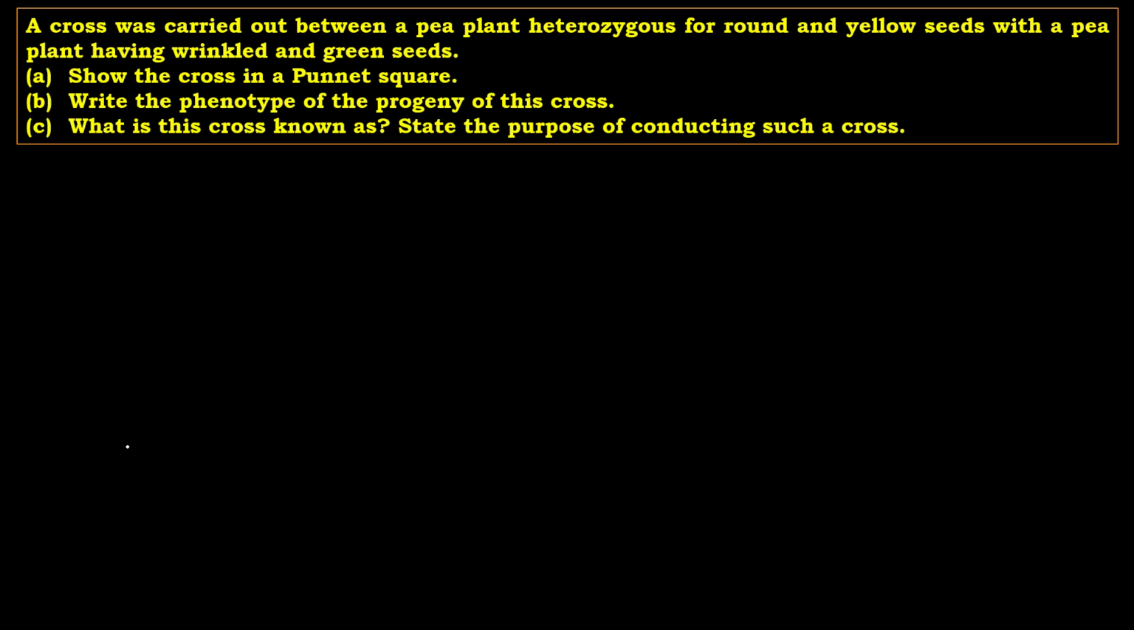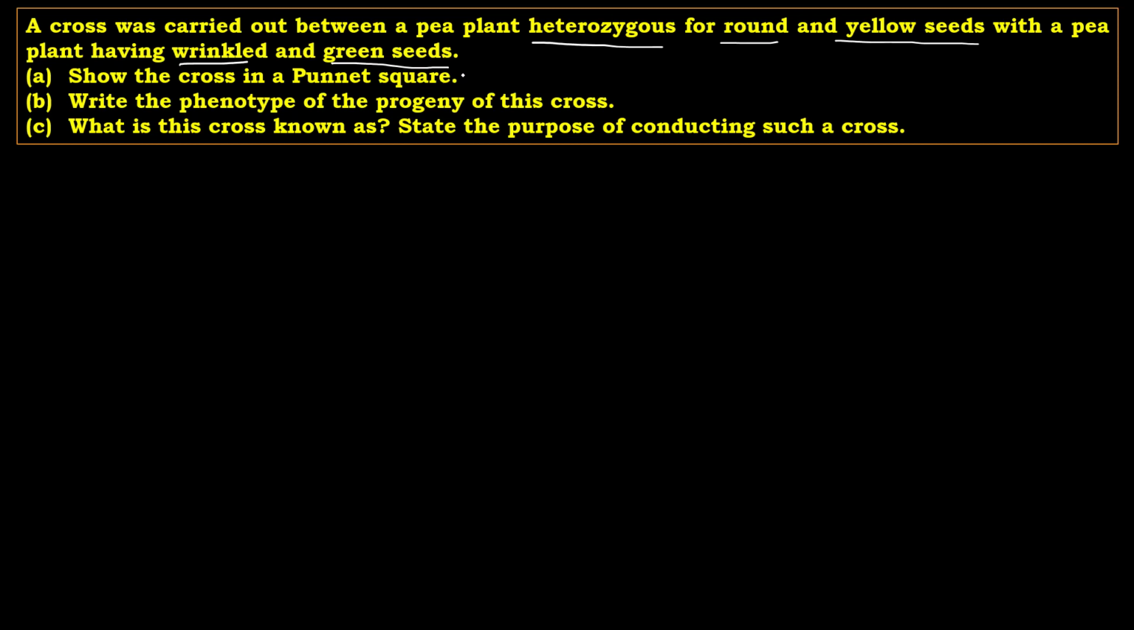Hello students, the question here is: a cross was carried out between a pea plant heterozygous for round and yellow seeds with a pea plant showing wrinkled and green seed. Wrinkled and green both are recessive, so there is no need to write homozygous or heterozygous for that. So what are they asking?